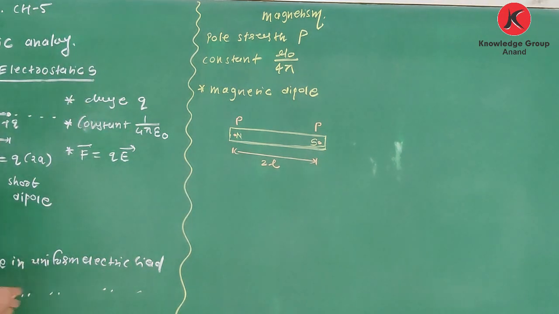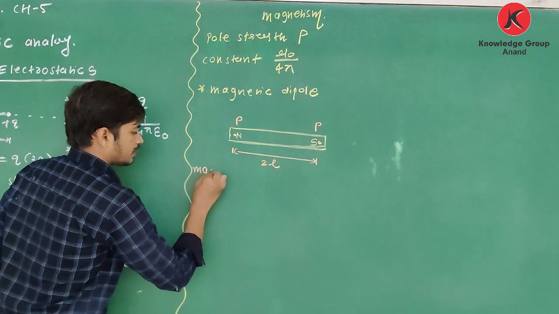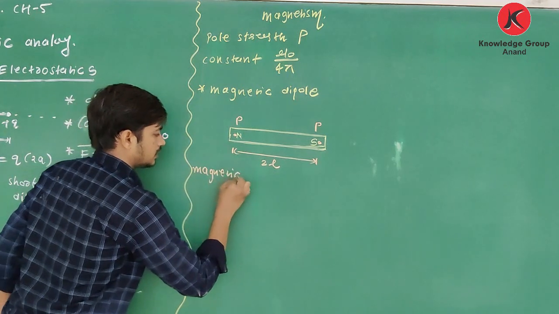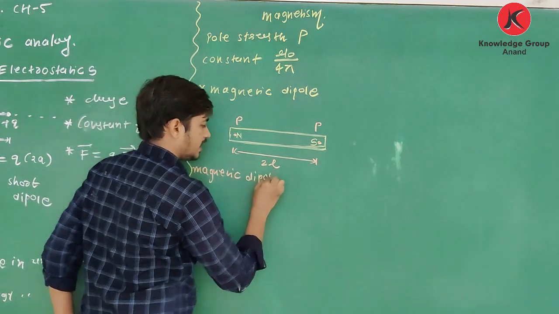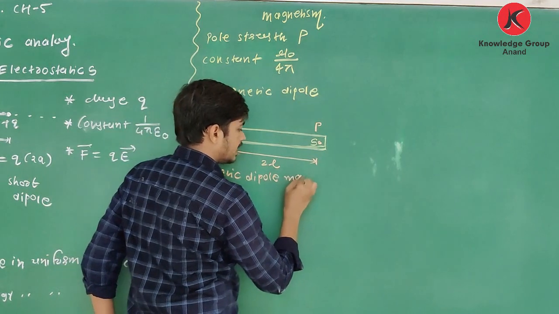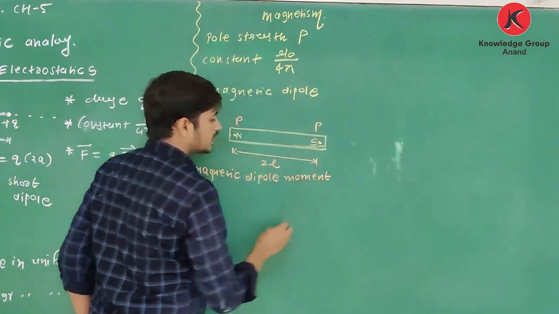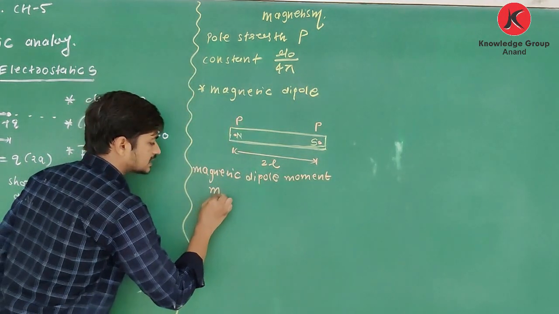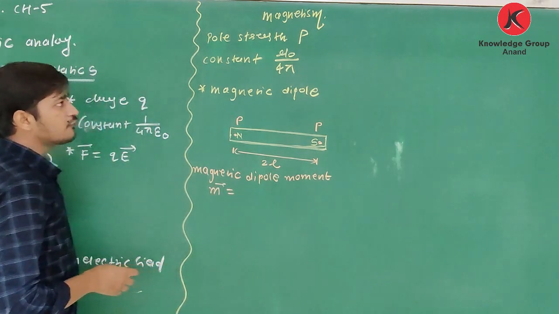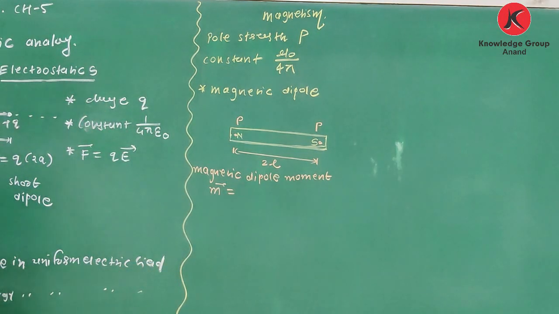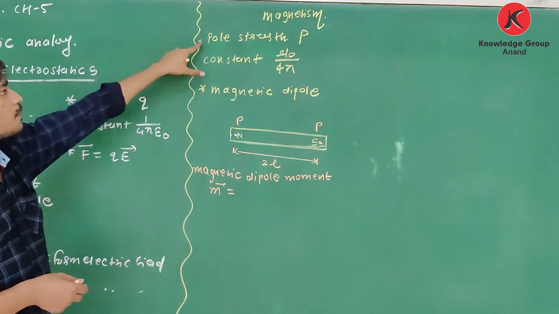Now next is the magnetic dipole moment. The magnetic dipole moment M is equal to, if you compare, students, the charge you have to compare with pole strength.